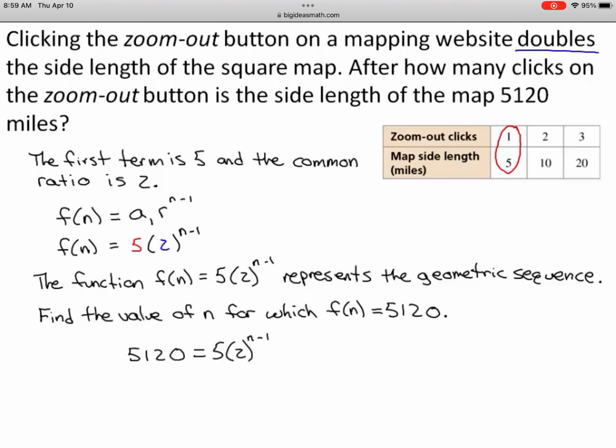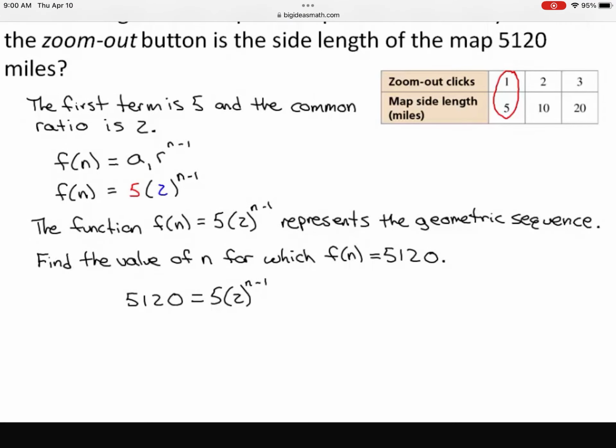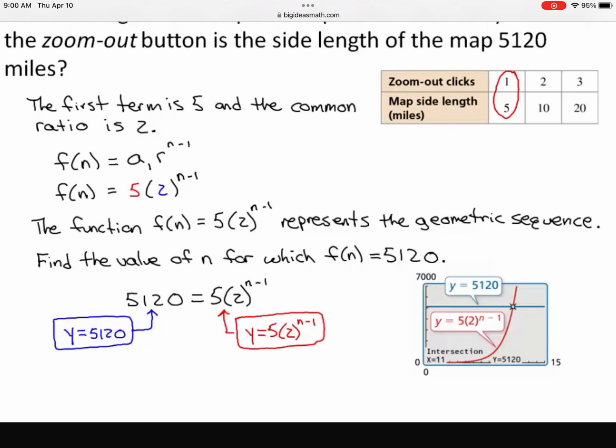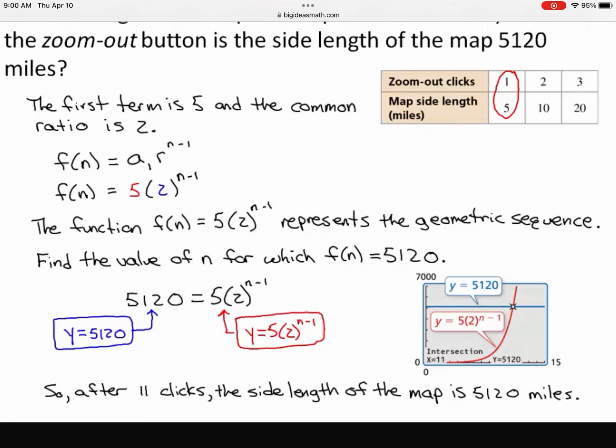Use the equation 5120 equals 5 times 2 to the n minus 1 power to write a system of equations. The first equation is y equals 5 times 2 to the n minus 1 power. The second equation is y equals 5120. Use a graphing calculator to graph the equations and find the point of intersection. The point of intersection is (11, 5120). So after 11 clicks, the side length of the map is 5120 miles.